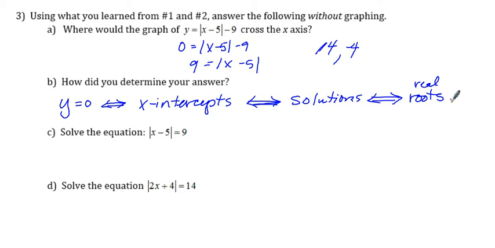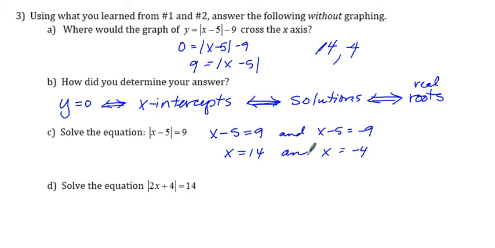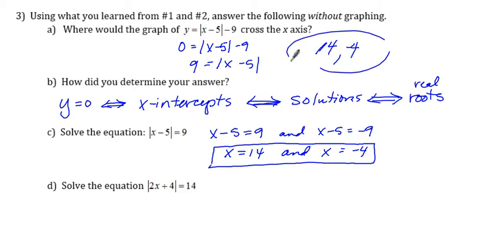So let's solve the equation absolute value of x minus 5 equals 9. You've already done that. If we want to make the connection to the earlier part of our lesson, break it out of jail. x minus 5 equals 9 and x minus 5 equals negative 9. Add 5 to both sides. That's the algebraic solution. We've just reconfirmed our thought process up here.